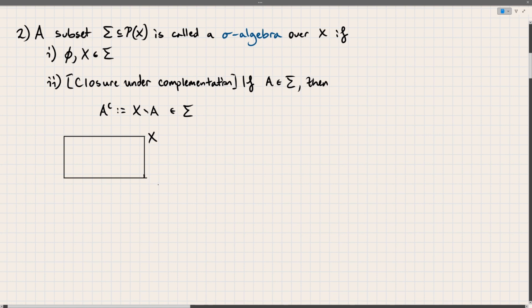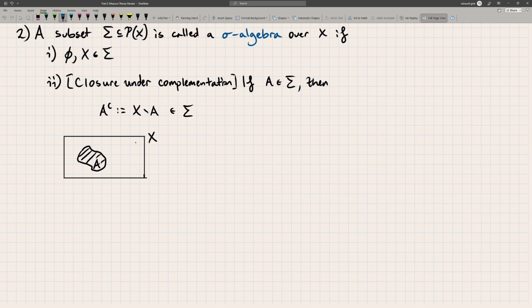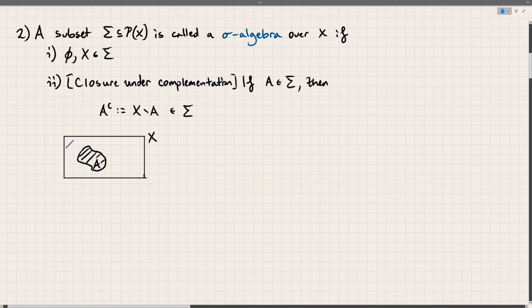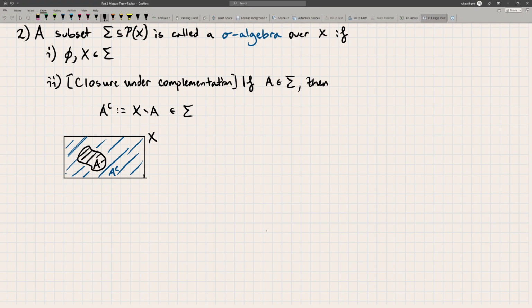So if this black box is X, and this right here is A, so if A is in sigma, then also its complement, which I can put here. I know you probably know what a complement is, but I just want to set the pacing a little slower right now while we're just opening up the subject. So this is a complement. I'm saying if I'm given that A is an element of my sigma algebra, sigma, then necessarily A complement needs to be an element of sigma. So that's my second condition, closure under complementation.